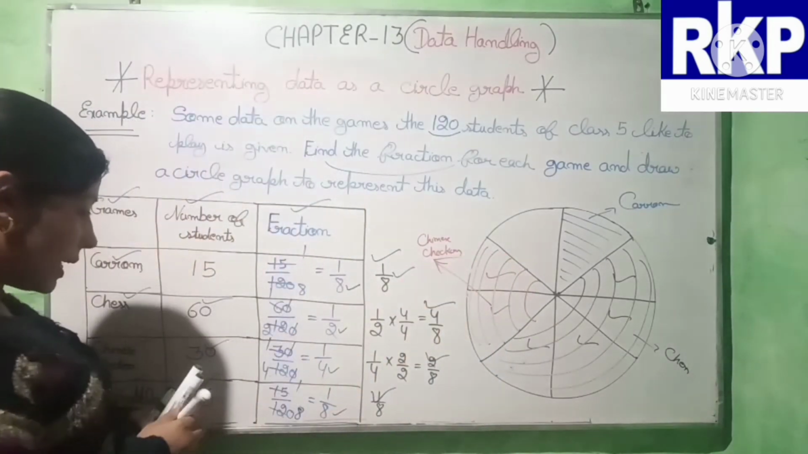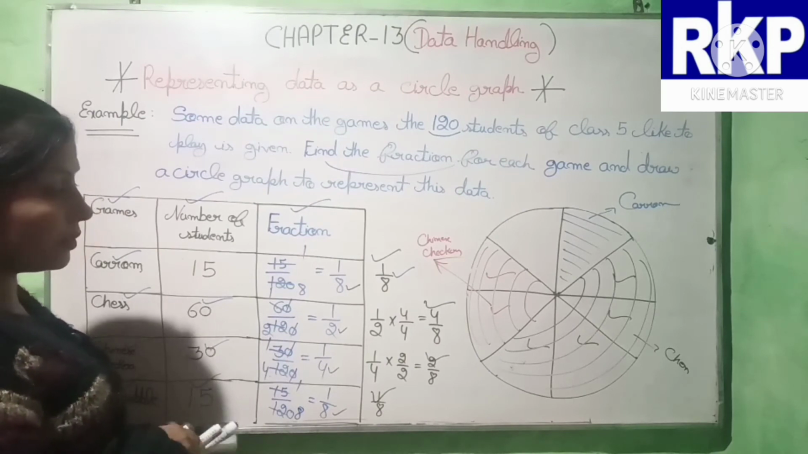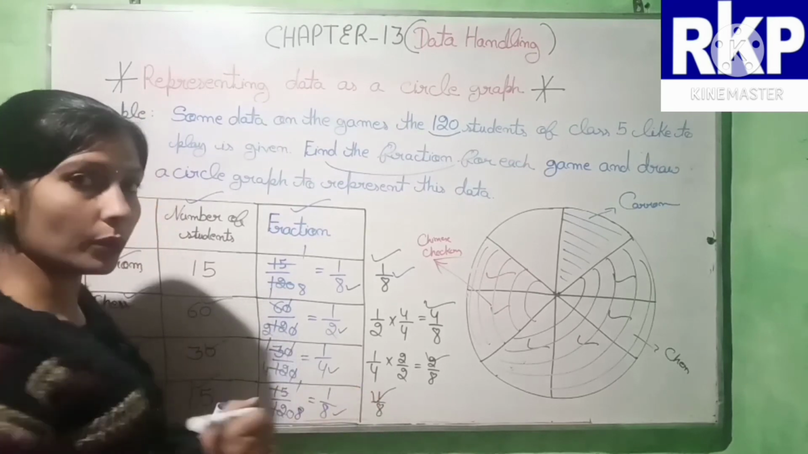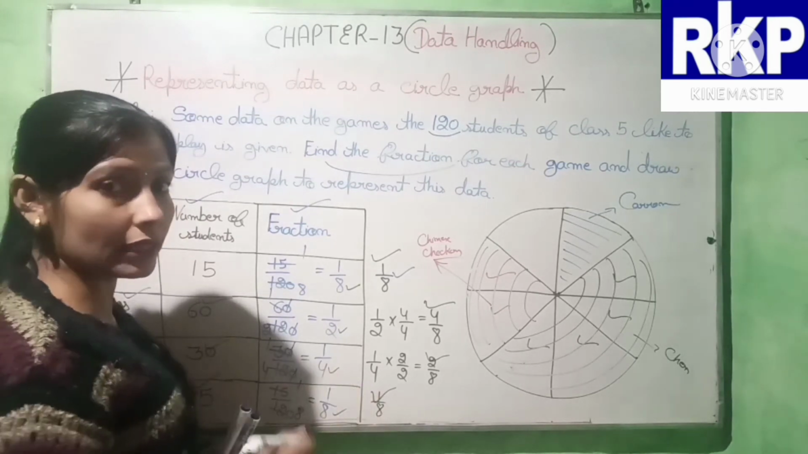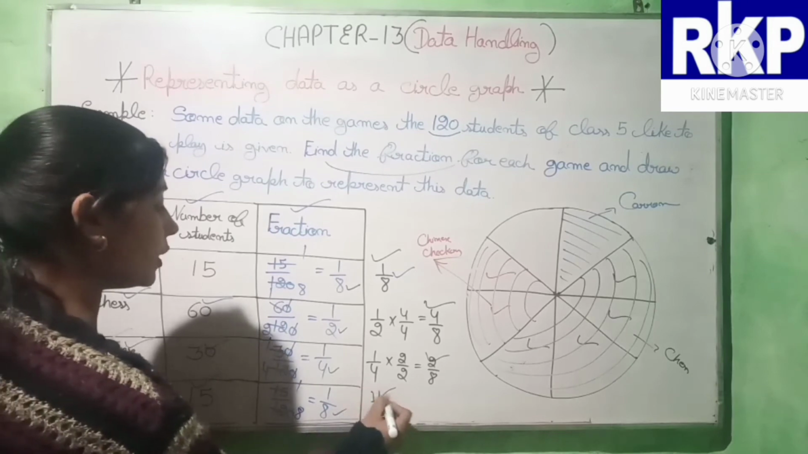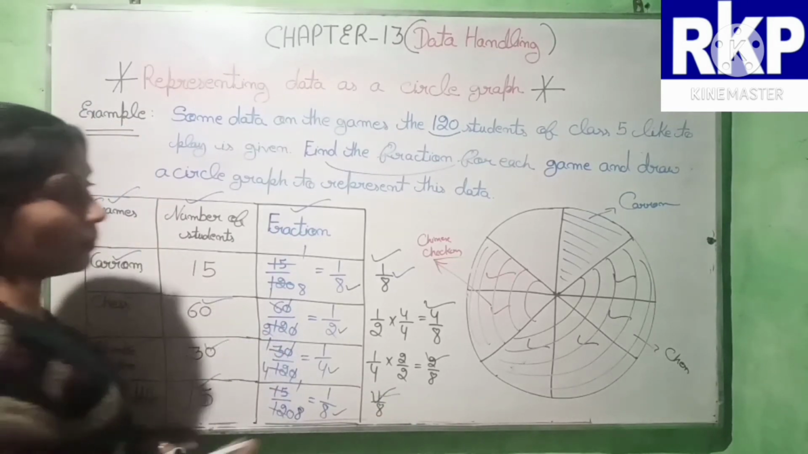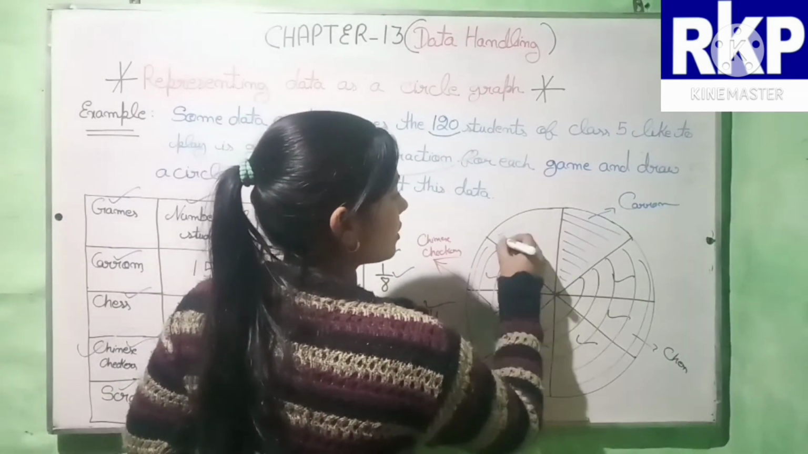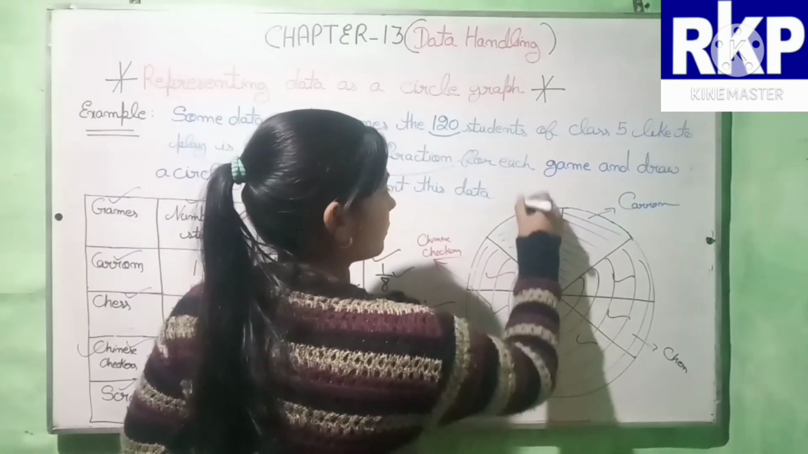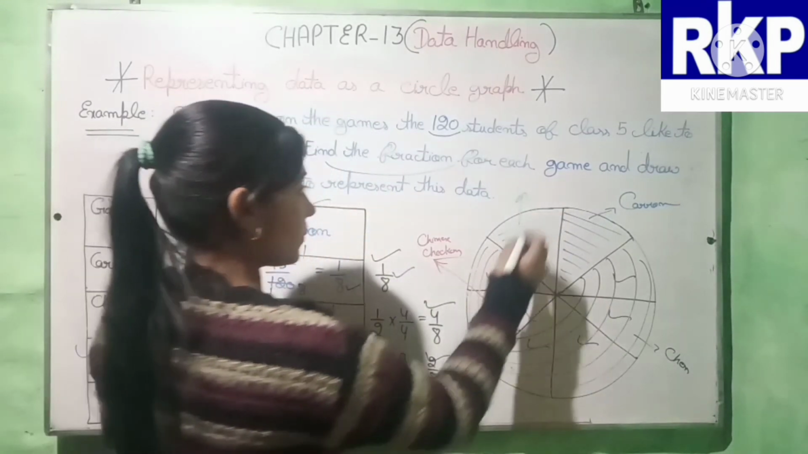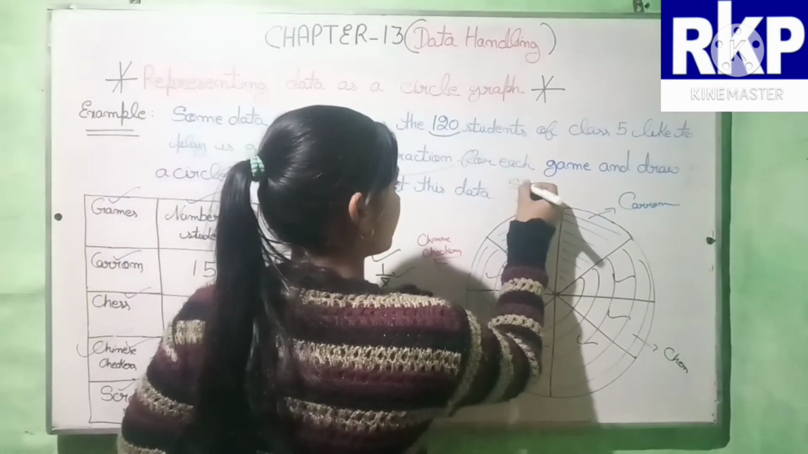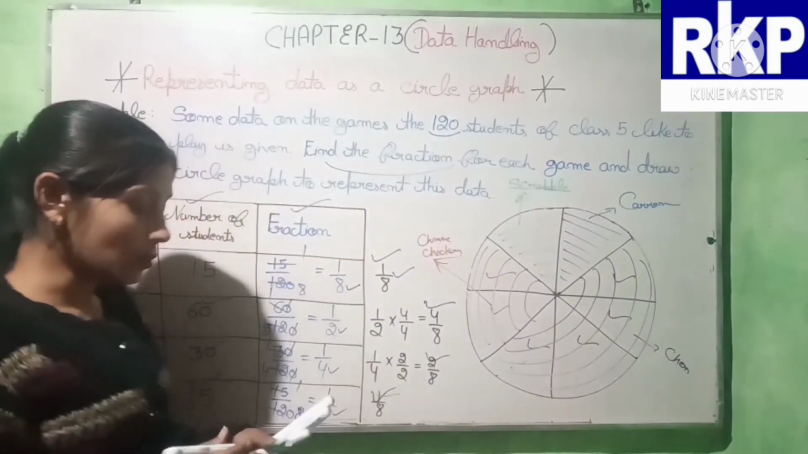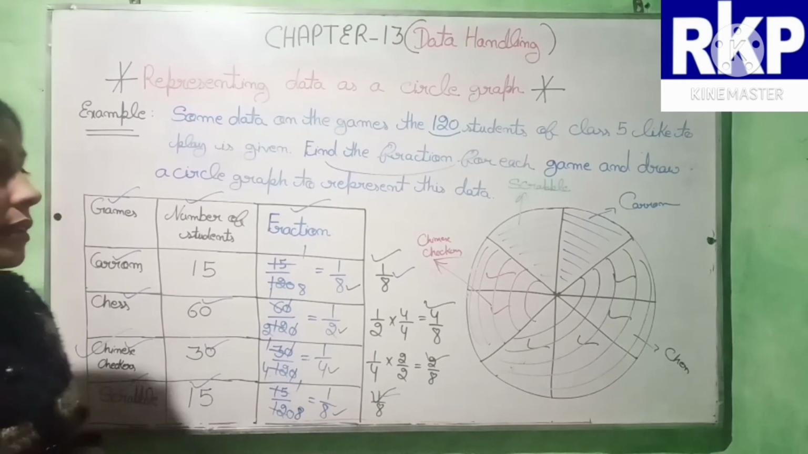Now next is 1 by 8. This 1 by 8 means 1 part out of 8 equal parts. So this 1 will be for Scrabble, and here also we have only 1 part. So this part shows Scrabble. Like this we have to draw a circle graph.